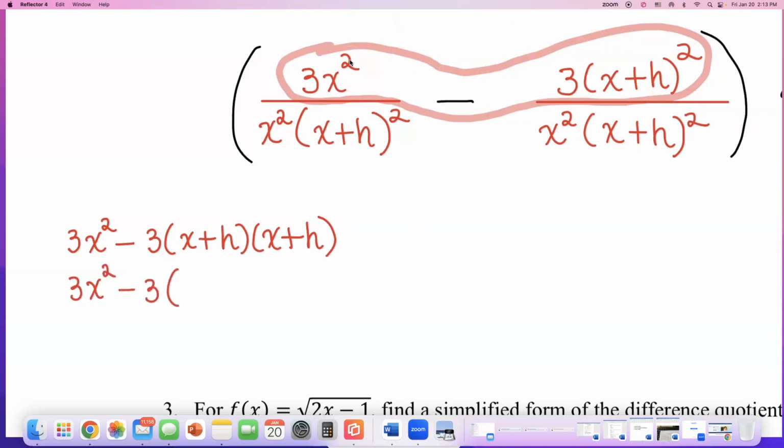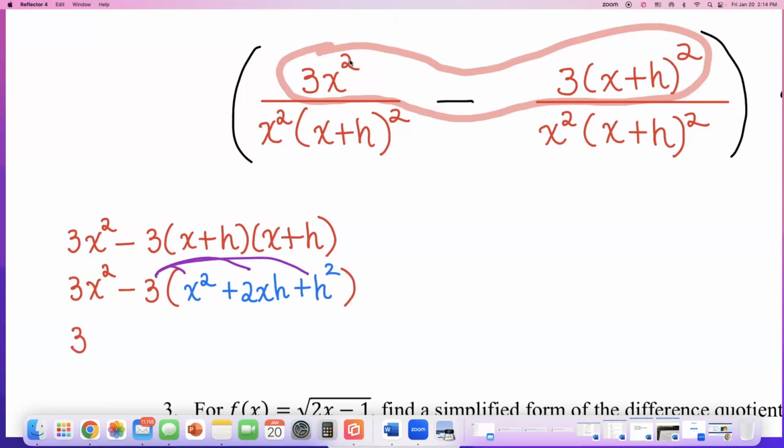Okay, I'm going to FOIL this. X times x is x squared. X times h, and another x times h. That's going to give me 2xh. Lastly, plus h squared. So now when I'm done FOILing, I have that blue trinomial. All right, I'm ready to distribute that 3 in. So I'm going to distribute this 3. But notice that's a negative 3 in front.